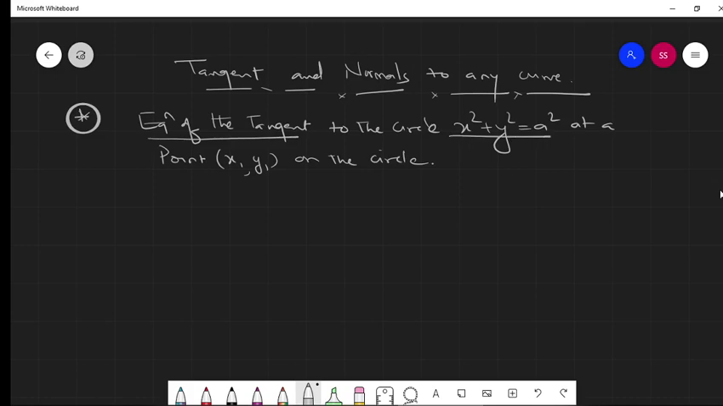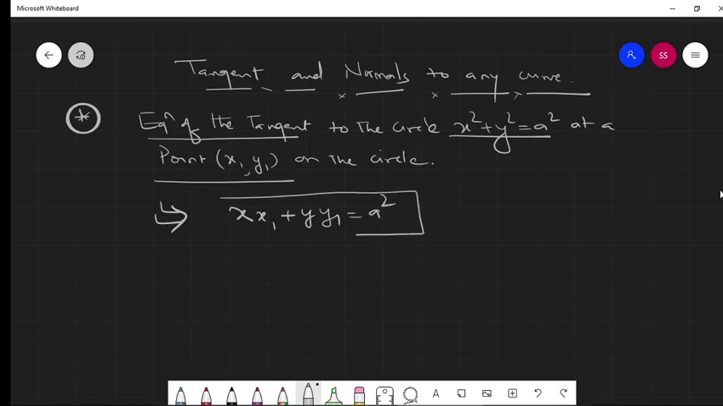The circle is given in the form x square plus y square equal a square. This is called the center at origin. From the point x1 comma y1, in this case, the formula is x x1 plus y y1 equal a square. This is the equation of tangent to the circle x square plus y square equal a square at a point x1 comma y1 on the circle.